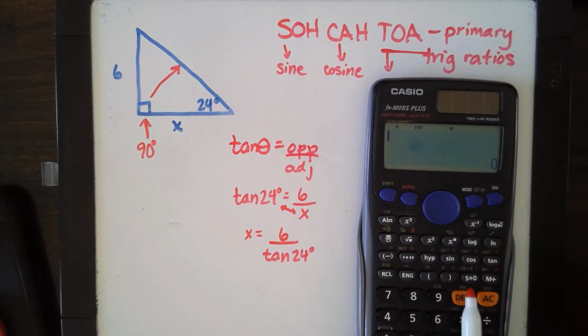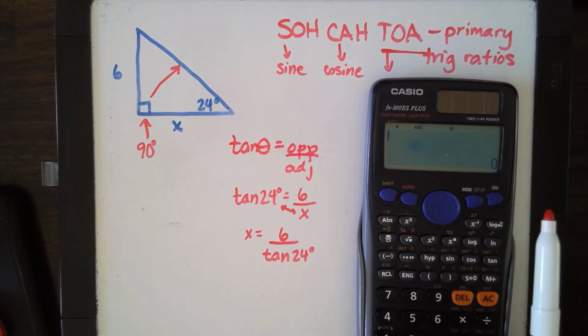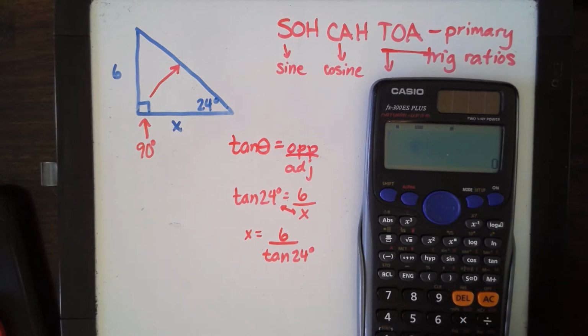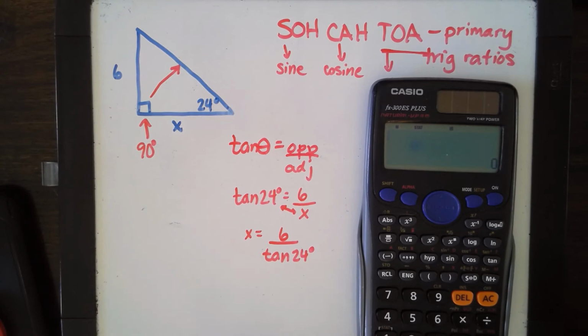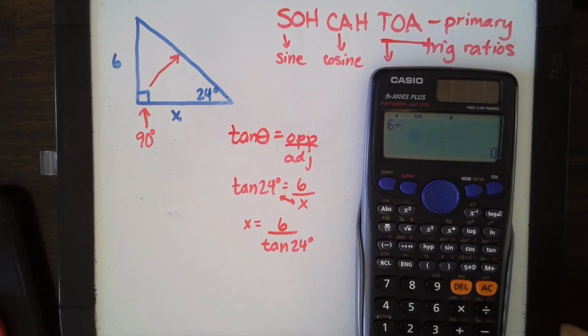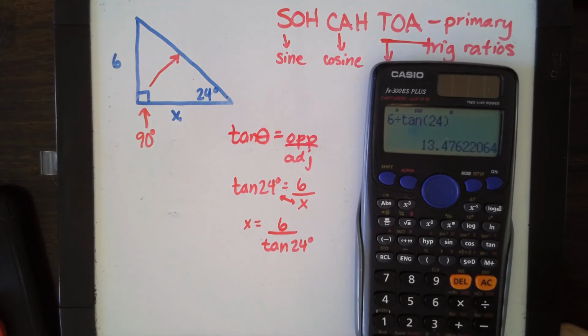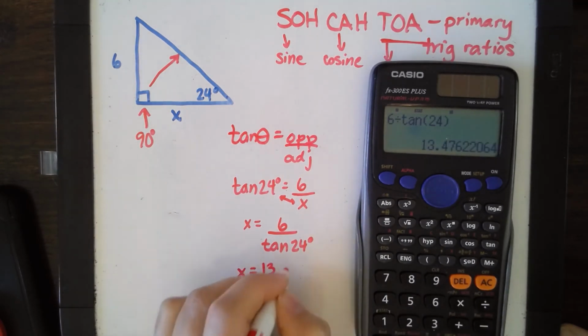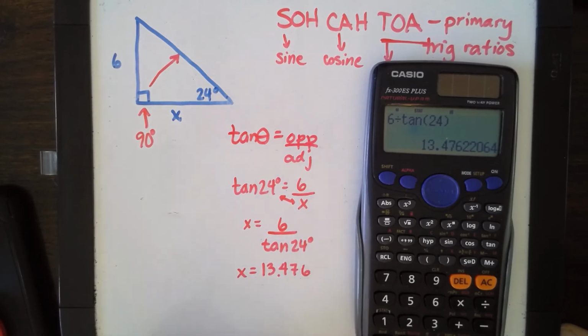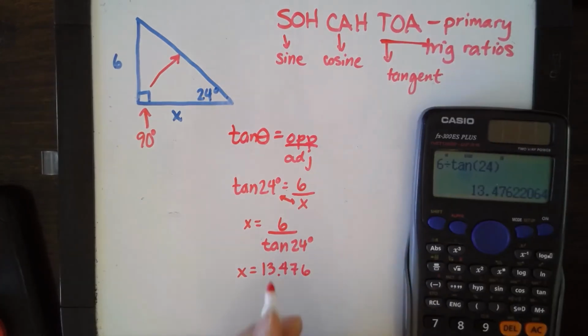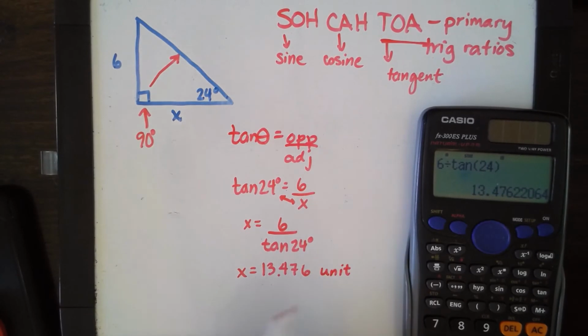Some of you might have a little degree button that you press, and it has a little arrow on it, and it moves you between degrees, radians, and gradians. Don't worry about any of those. Just make sure you get yourself into degree mode. Otherwise, your calculations are going to be completely wrong. Okay, so I'm just going to press 6 divided by tan 24, and I get x equals 13.476. And this is a length, so it should have some kind of unit.